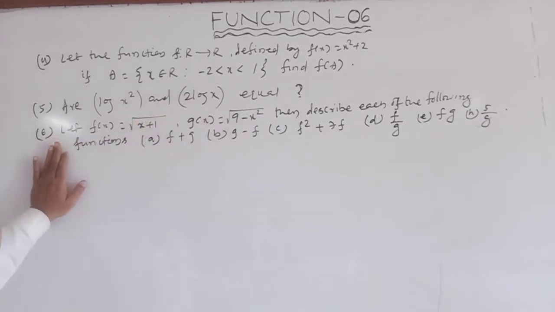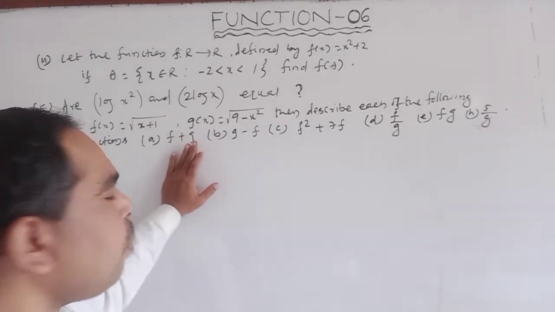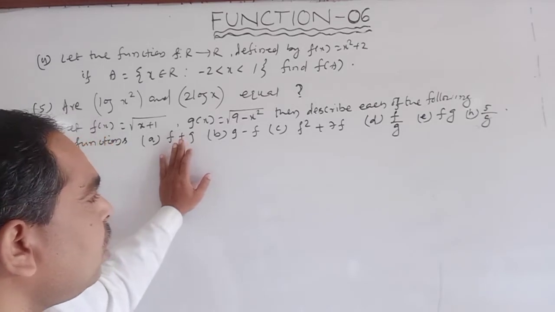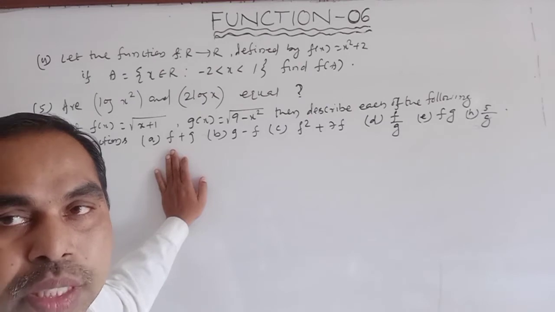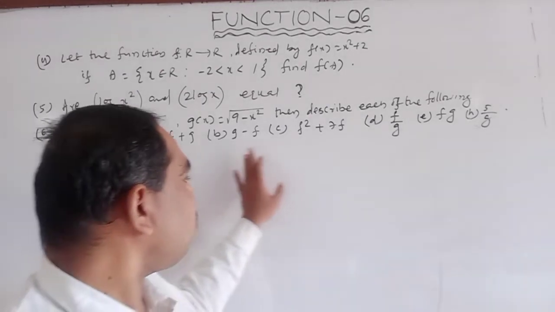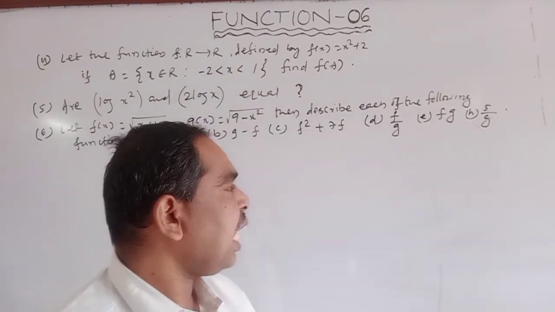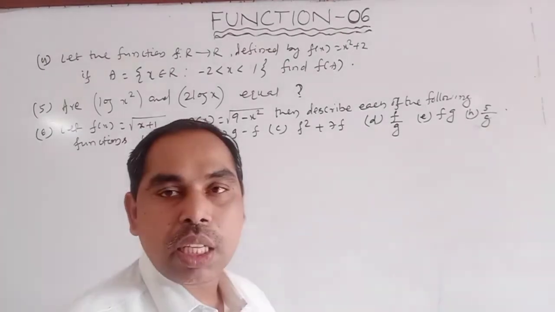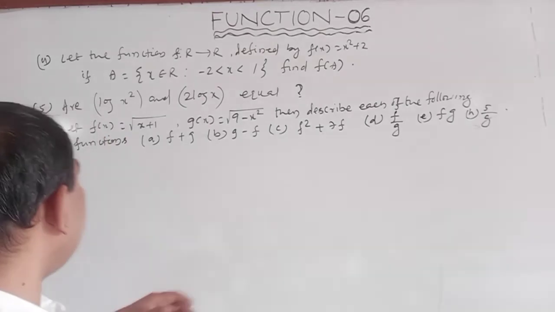Third one, let f of x is equal to square root of x plus 1 and g of x is equal to square root of 9 minus x square. Then describe each of the following functions. First, f plus g; second, g minus f; third, f square plus 7f; fourth, f by g; fifth, f g; and sixth, 5 by g. We will discuss one by one.